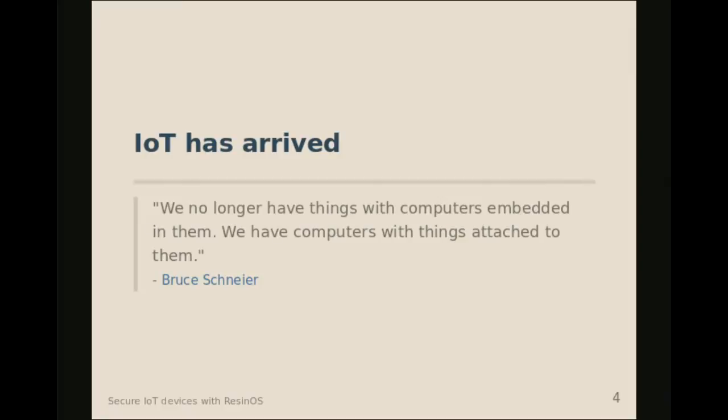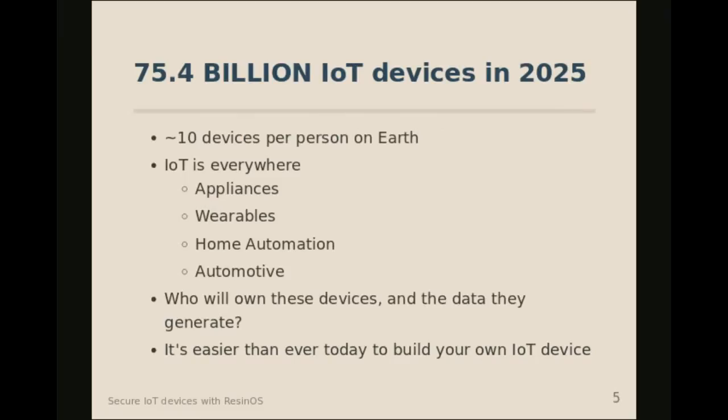So I read this quote recently, and I thought it was quite interesting, but it hits the nail on the head. Everything now is basically a computer that does something, rather than the old paradigm where you had tasks or projects and then you added computers to them. And it's predicted that in 2025, we will reach 75.4 billion IoT devices. That's roughly 10 devices per person on the planet. And they're not going to be equally distributed around the planet. They're going to be hotspots. And it's going to wind up everywhere. And it's already pretty much everywhere.